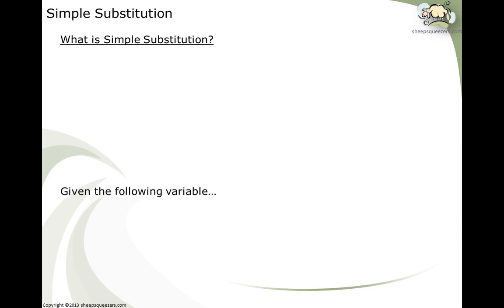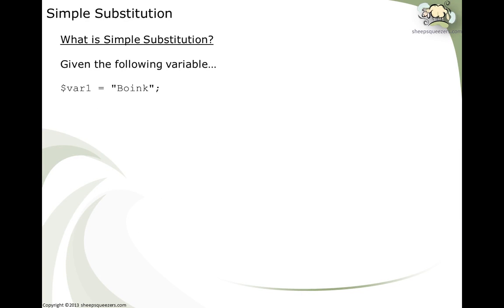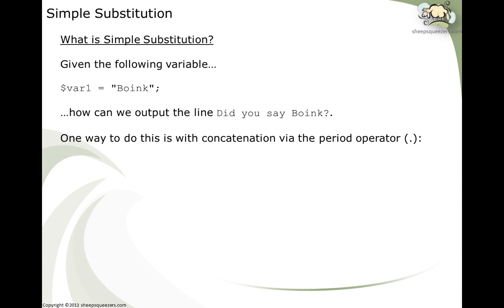What is simple substitution? Well, given the following variable, $var1 equals the word boink, how can we output the line, did you say boink? One way to do this is with concatenation via the period operator. Echo, did you say, and in quotes, then you have period for the concatenation, $var1, another period to continue the concatenation, double quotes, question mark, and the new line character, and the ending quote and semicolon.